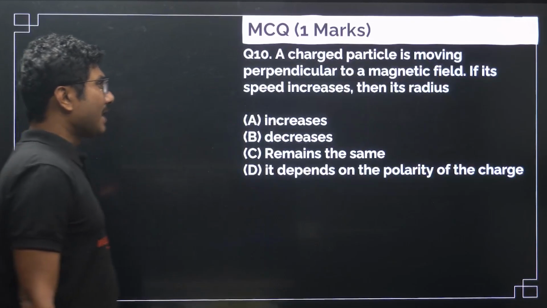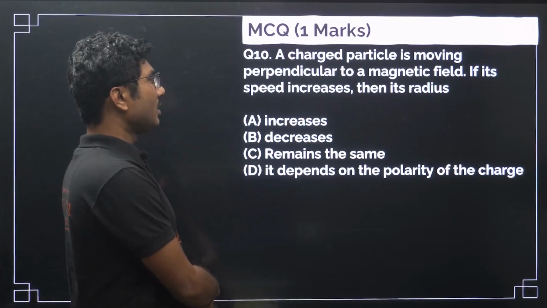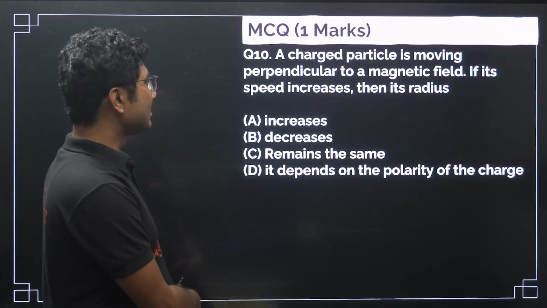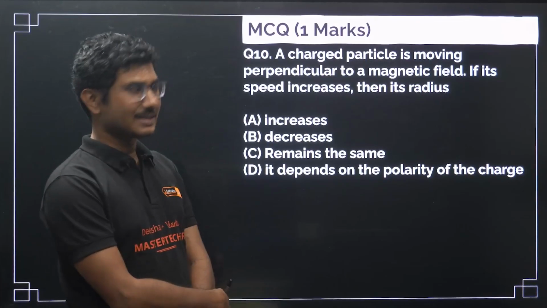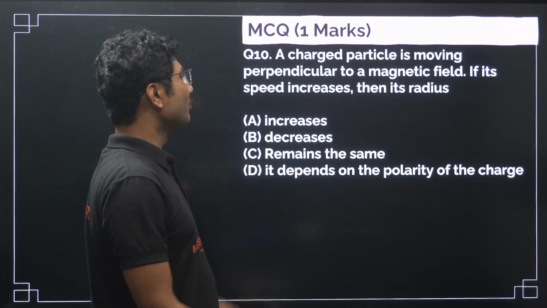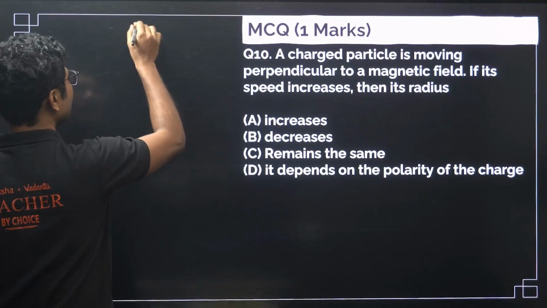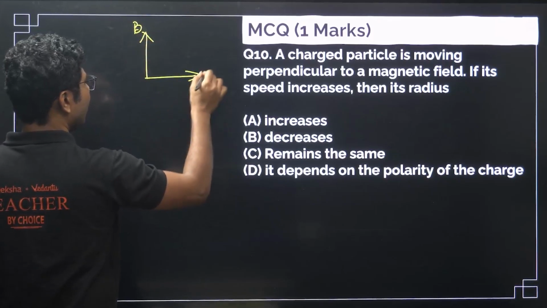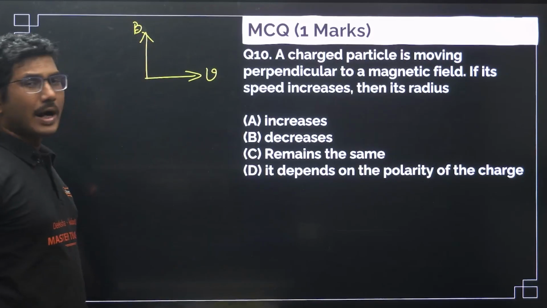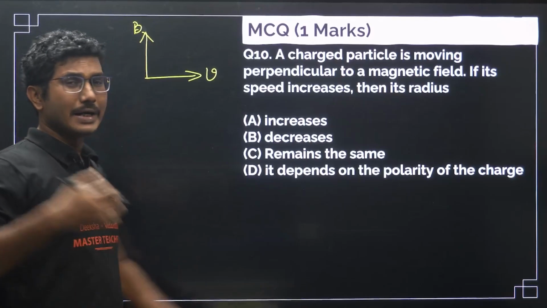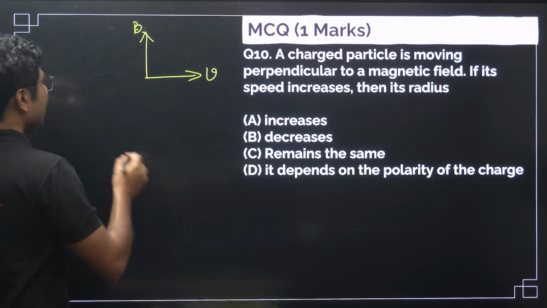A charged particle moving perpendicular to a magnetic field, if its speed increases then its radius. So, let us understand a charged particle moving perpendicular to a magnetic field. So, magnetic field in this direction and velocity is in this direction. So, what happens to its radius? We will do the derivation in a while.